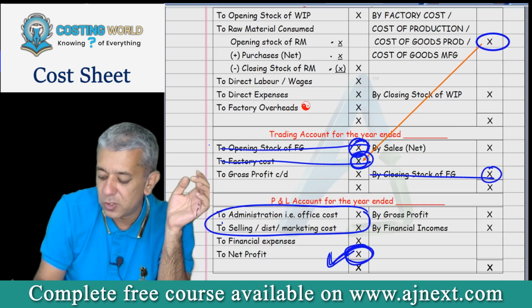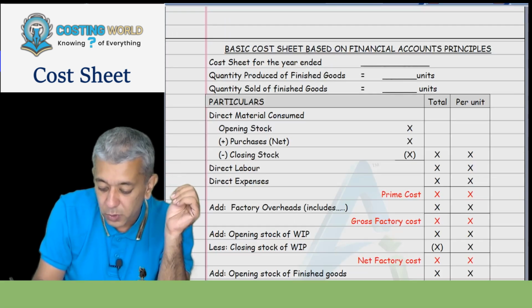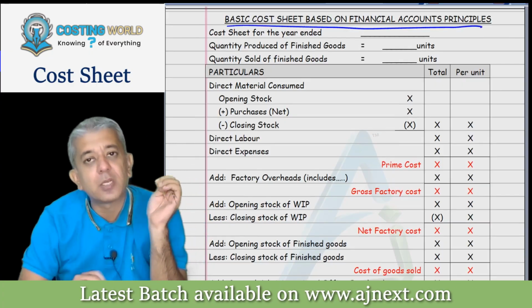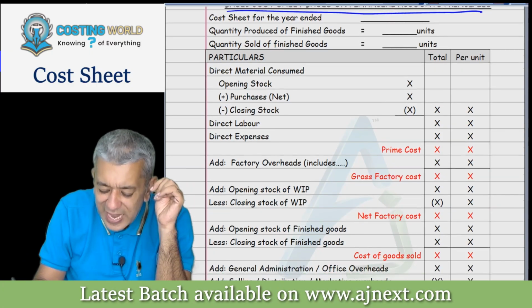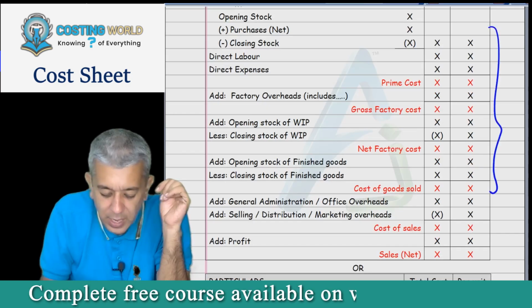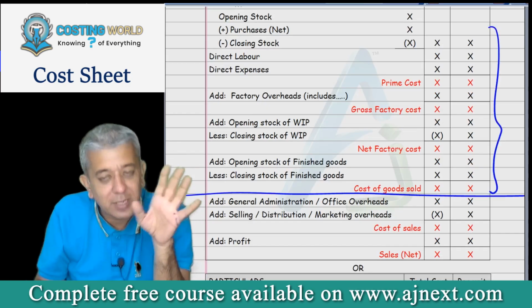Now, these two things, I've already printed in your textbook. See over here: basic cost sheet, but based upon financial accounts principles. Exactly the same thing, whatever we discussed right now. Till COGS, it is all the same.